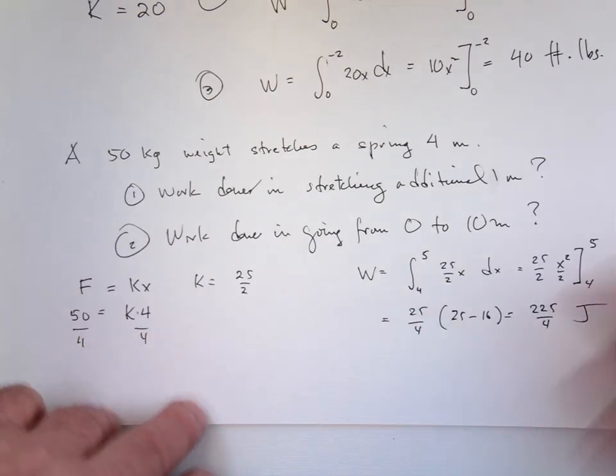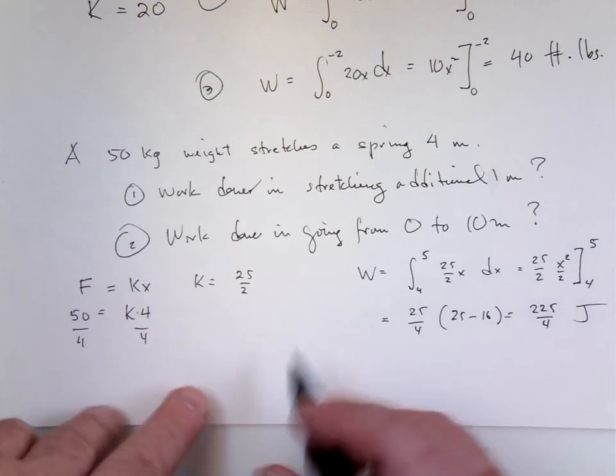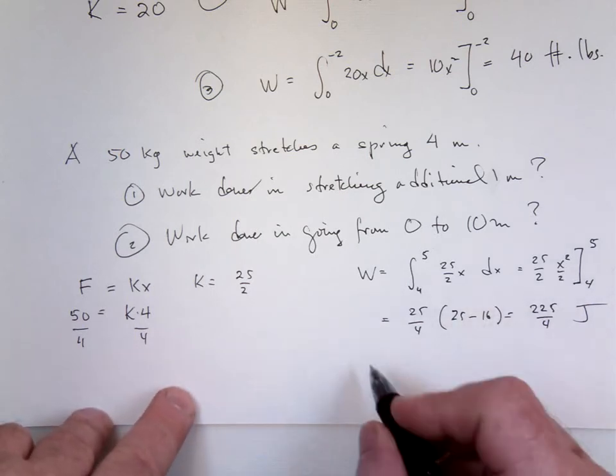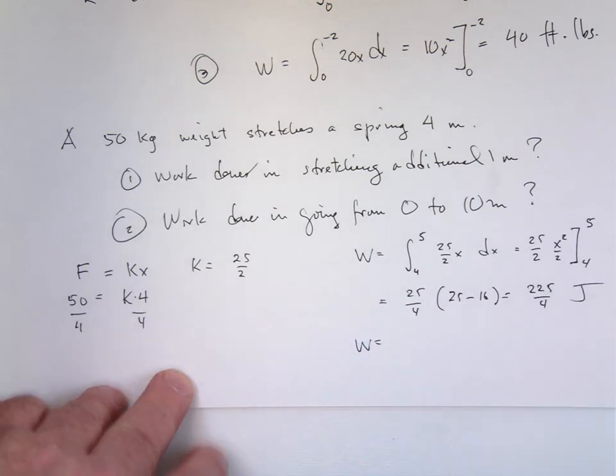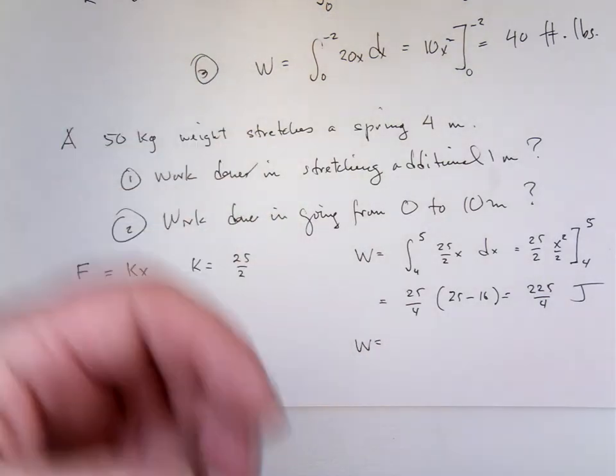Second one, find the work going from 0 to 10. Are you a physics major or something? Oh, no? A purist? Yes. Well, it's good to be a purist. You shouldn't be. All right.